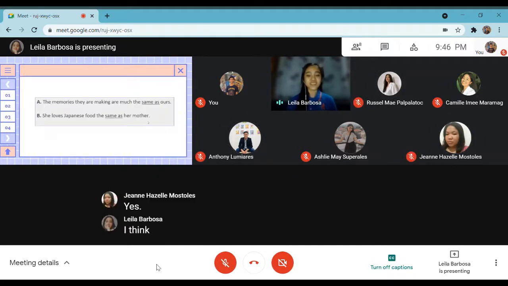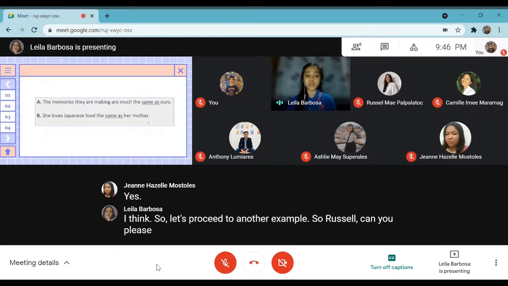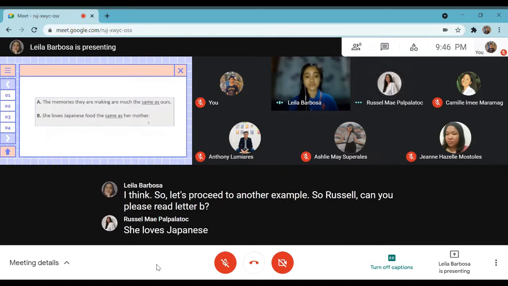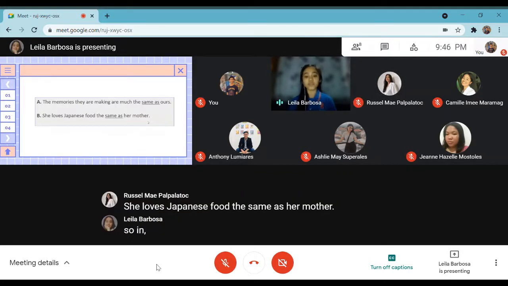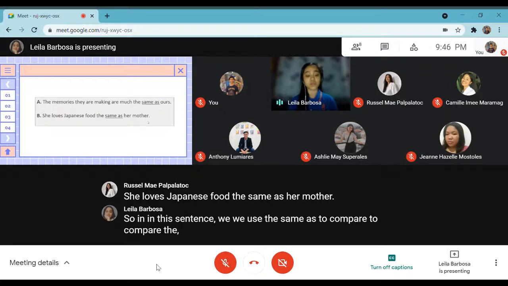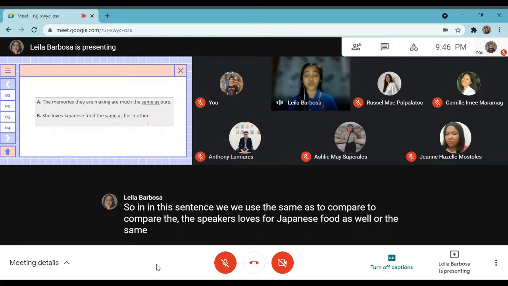So let's proceed to another example. So Russell, can you please read letter B? She loves Japanese food the same as her mother. So in this sentence, we use the same as to compare the speaker's love for Japanese food to that of her mother. So do you have any questions with regards to using the same as?